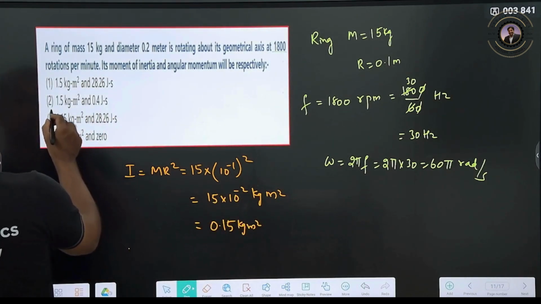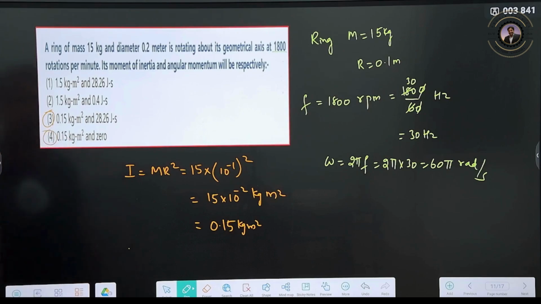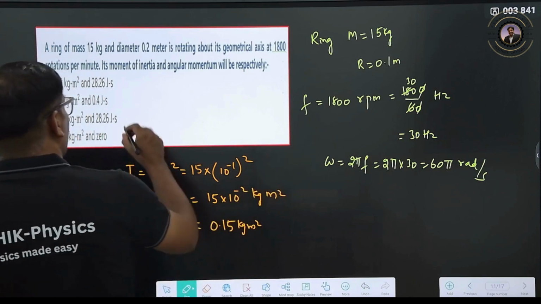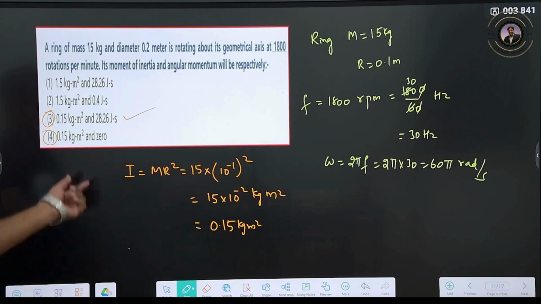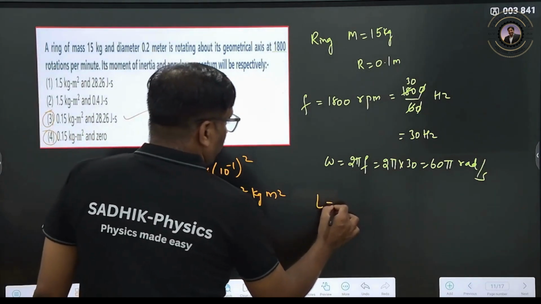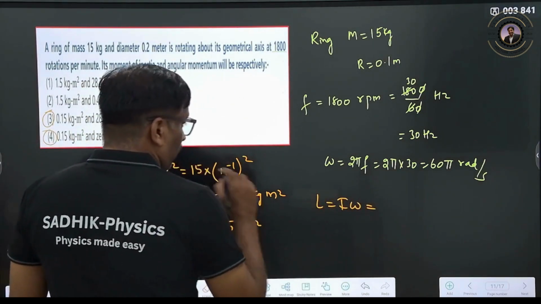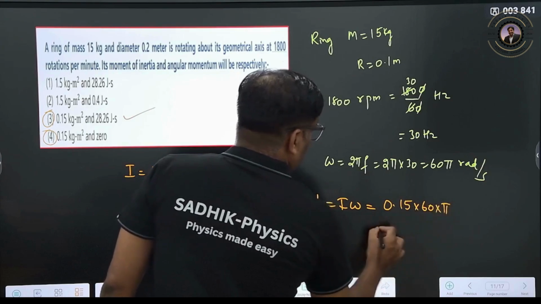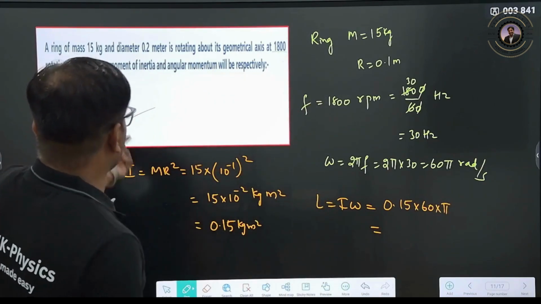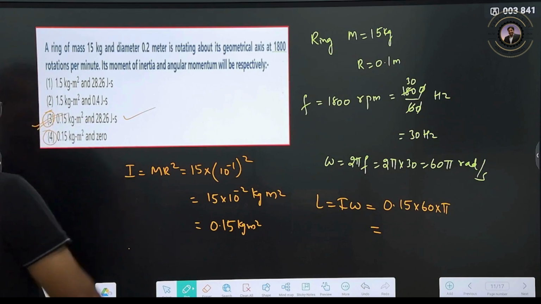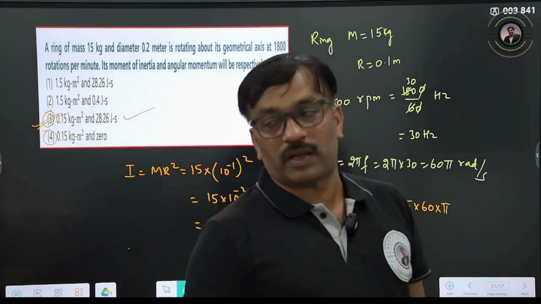So these are the two options: 3 and 4 kg meter square. We want to calculate angular momentum. It is rotating, so angular momentum will be there. This third one will be our answer, because angular momentum cannot be 0 here, because it is rotating. So what will be the angular momentum? It is I omega. Moment of inertia you got: 0.15 into 60 into pi. So you will get 28.26 joule second. This will be your correct answer, the third option. Clear?